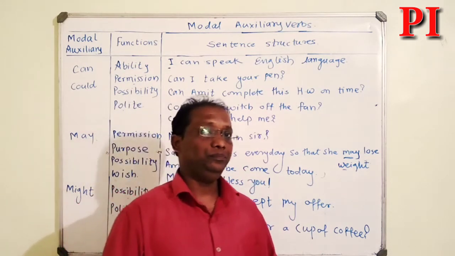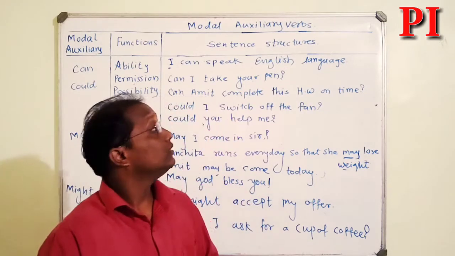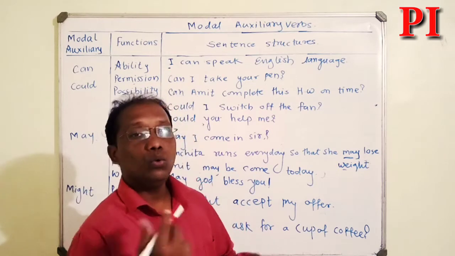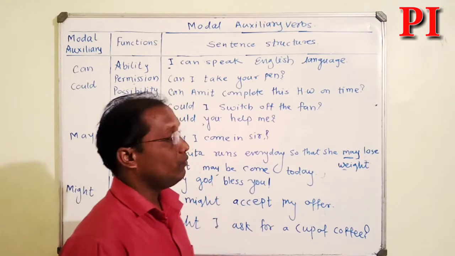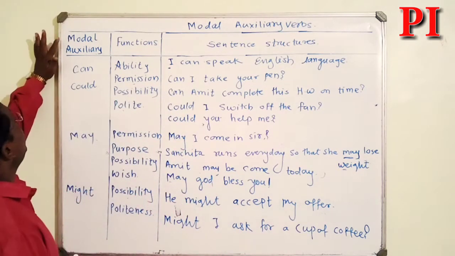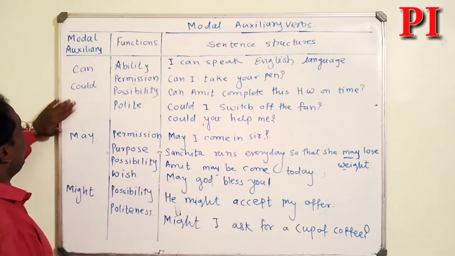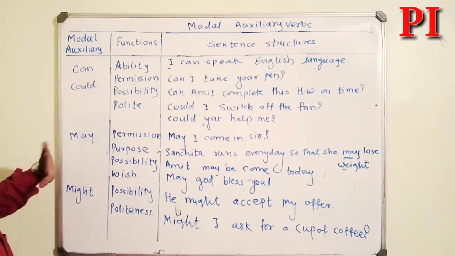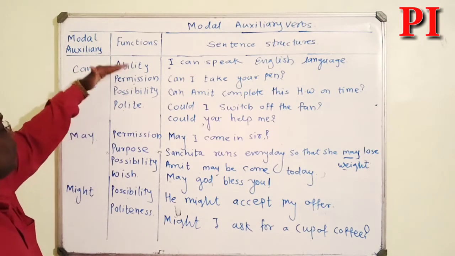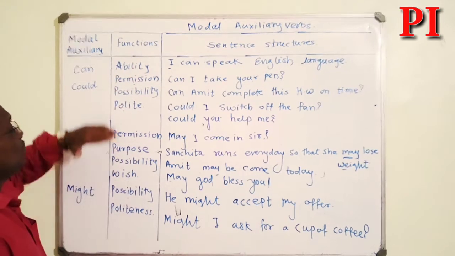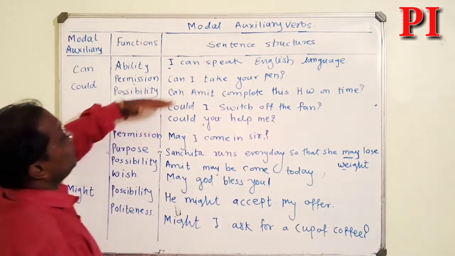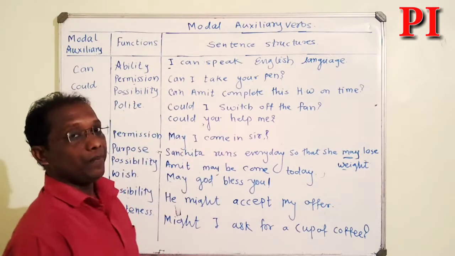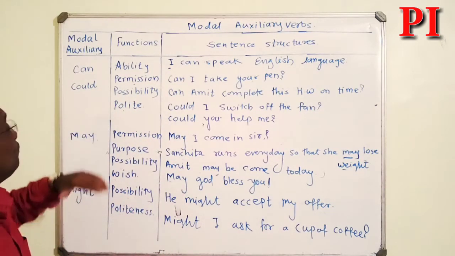Then we saw which are the modal auxiliary verbs. Now we will see how to use them. In the first column I wrote the modal auxiliary verbs: can, could, may, might. Then the function of that modal auxiliary verb I wrote here. Then according to that, we will prepare the sentence structure. First, one by one we will see.